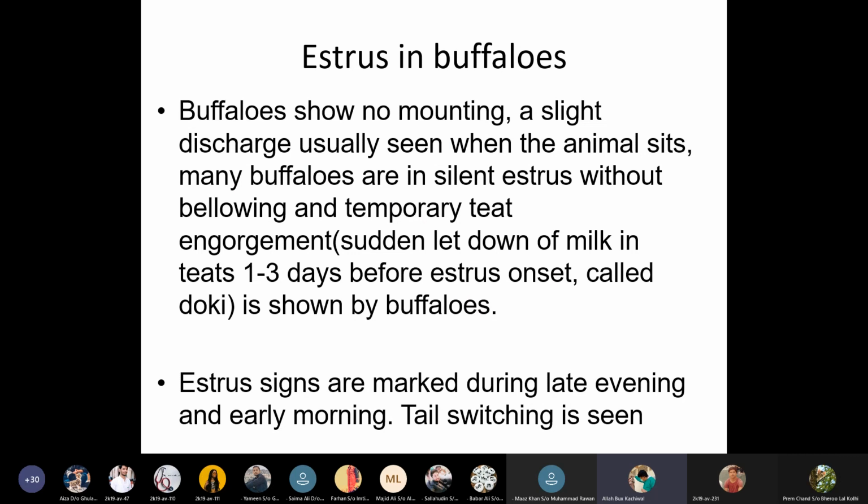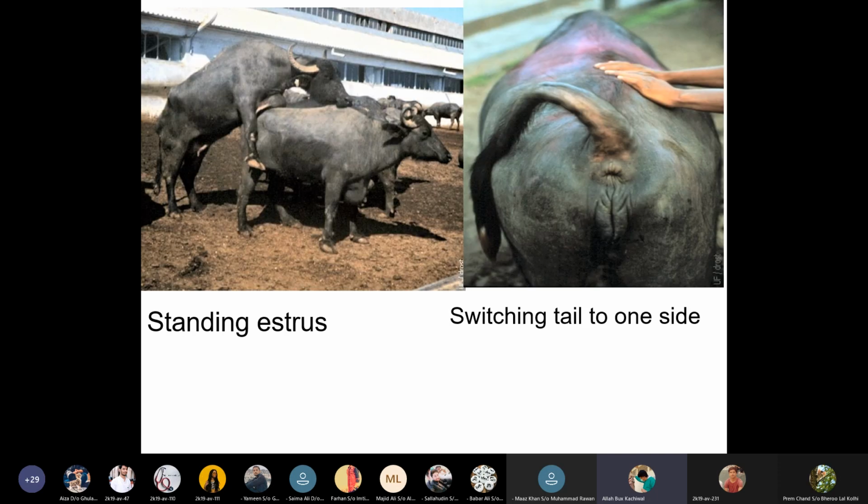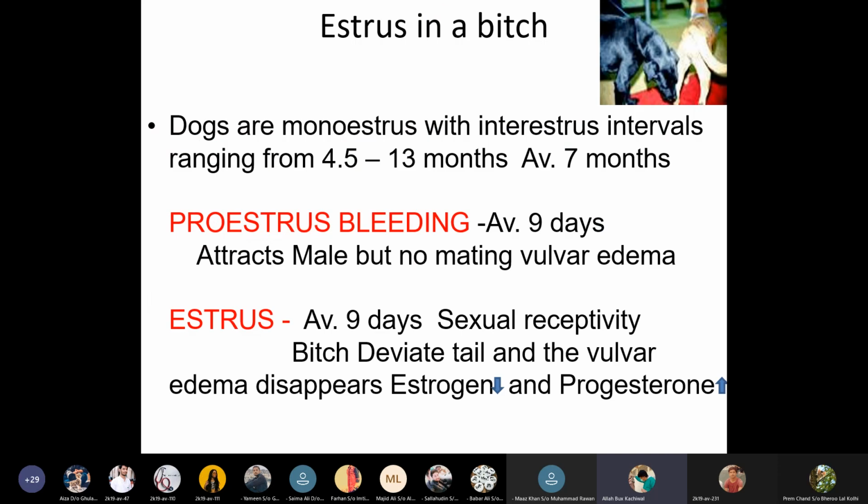Many buffaloes are in silent estrus, without bellowing. Temporary teat engorgement, a sudden letdown of milk in the teats, 1 to 2 or 3 days before the estrus onset, called doki, is shown by buffaloes. The estrus signs are marked during the late evening and early morning. Tail twitching is seen in the buffaloes. Standing estrus may be seen, where the animal stands while another female mounts her. The twitching of the tail is one of the signs in buffaloes.